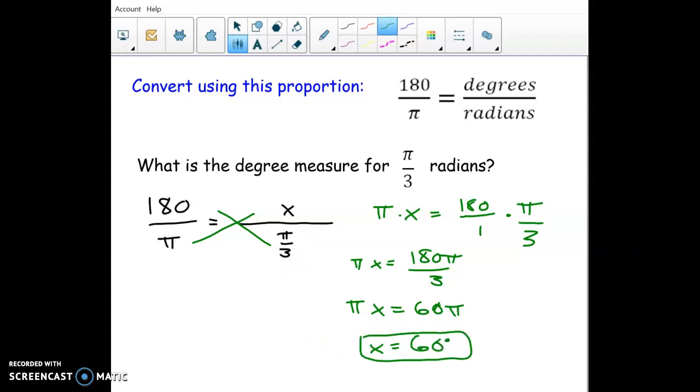Right, and this is almost like 1 radian, right? Pi is like 3, so this is almost like 3 over 3. So kind of like 1 radian's about 60 degrees.